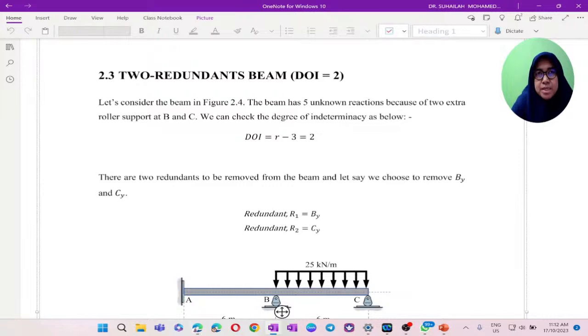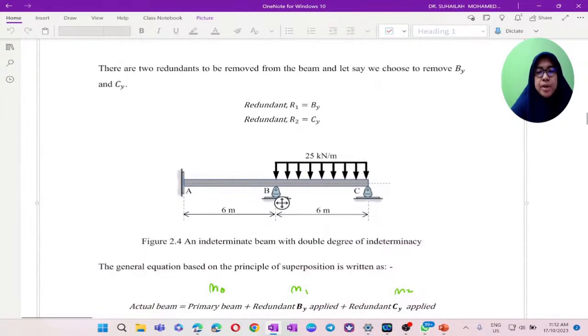Degree of indeterminacy for two redundant is 2, means there are 5 unknown reaction. There are 5 unknown reaction we get from support. So remember, to determine redundant, we have to find the difference between unknown reaction and 3 equilibrium equation. 3 reaction that can be solved using 3 equilibrium equation.